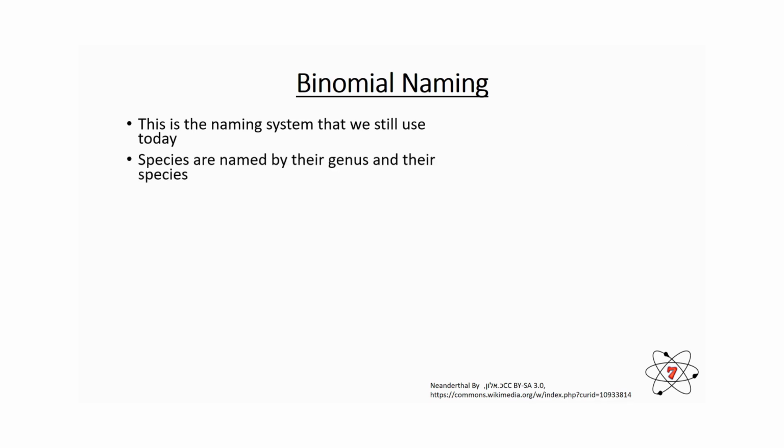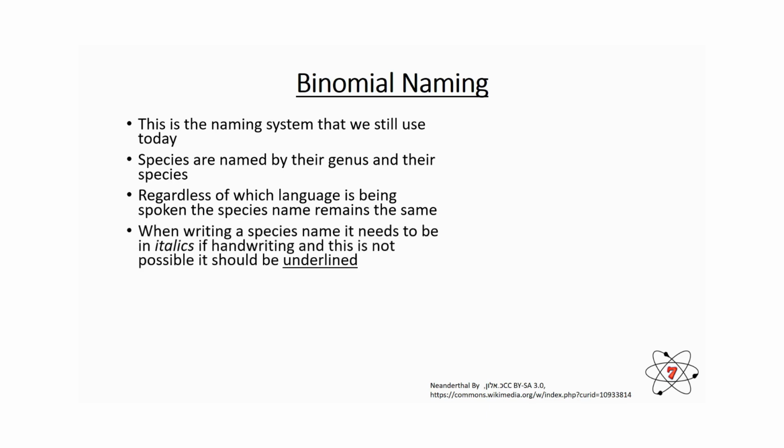So, binomial naming is the naming system that we use today. Species are named by their genus and their species. Regardless of which language is being spoken, the species name remains the same because it's in Latin. Now, when we write a species name, it needs to be written in italics. This is pretty easy if we're using a computer. If we're handwriting, it's not always so easy, so if you're writing a species name, you should underline it.